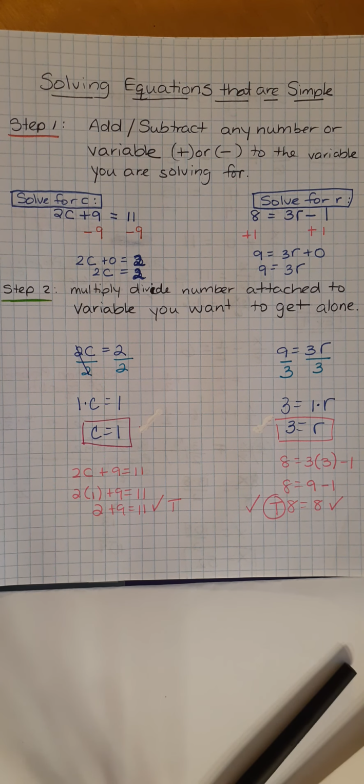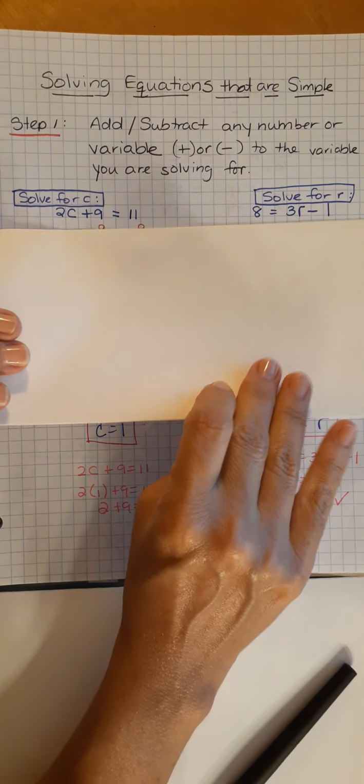Because remember, when you're trying to solve for a variable, whether it's a or x or c or r, whatever it is, you want to get it alone. So the very first step is whatever is added or subtracted to it, you need to eliminate that. So let's take a look at here.